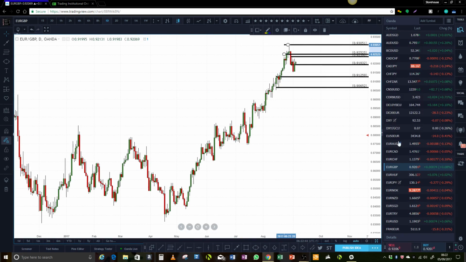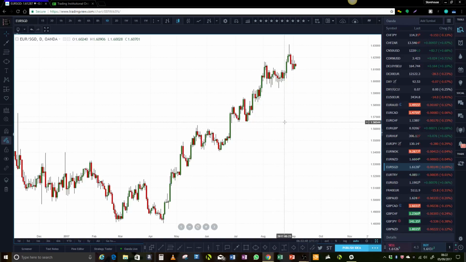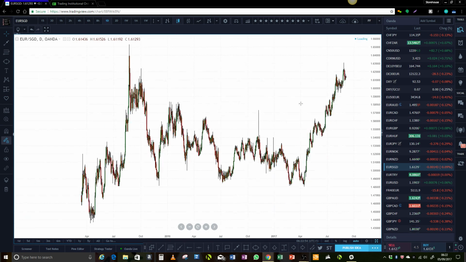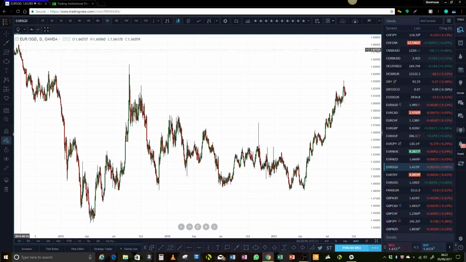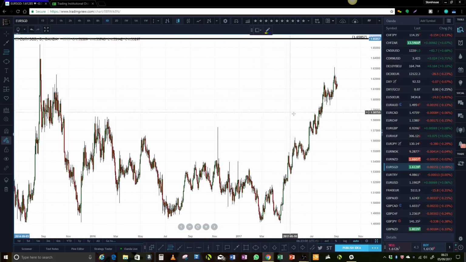This one is not so good. Let's take a look at something exotic. I don't know if anybody trades the Euro Singapore. I'm sure there will be people who do. So let's take a look at where we are. The supply that I see is not until there. And the demand, you have some demand down in here, this whole area. So again, nothing to do there for a day trader.